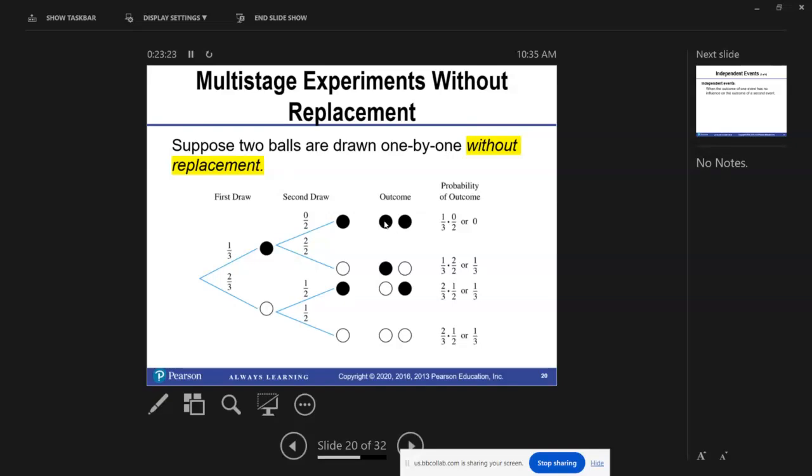You're not replacing the first ball you drew, so there's no way you would get another colored ball in the second draw. For the colored ball and then white, you're going to multiply 1/3 times 2 over 2, which gives me 2 over 6, or 1/3. And then here for white then colored, you're going to multiply 2/3 times 1/2 to get 1/3. And then white then white, you're going to do 2/3 times 1/2, which is 1/3.